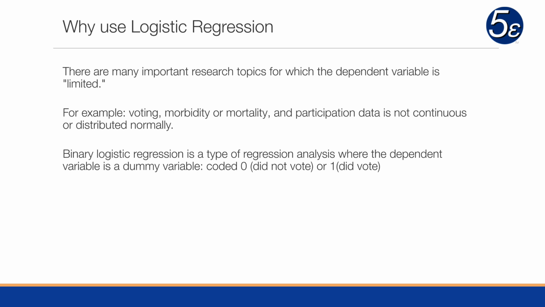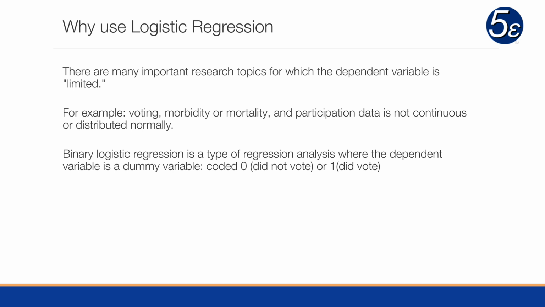When doing predictions, we're used to using linear regression or multiple linear regression for prediction. However, there are times when we use linear regression where the answers will not be good because our dependent variable, the y variable, isn't a continuous number. But there are many important research topics for which the dependent variable is limited and is not a continuous variable. For example, voting, yes or no, morbidity or mortality, and when participation data is not continuous or normally distributed.